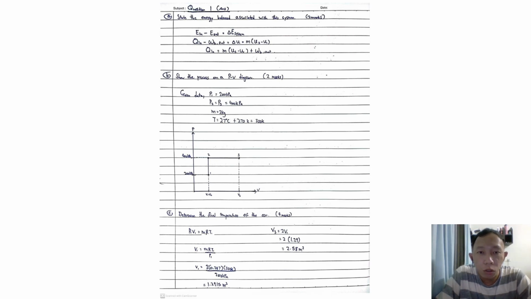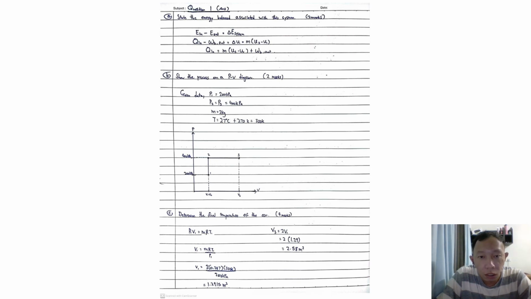W_b,out equals the change in internal energy, which equals mass times the bracket of final internal energy minus initial internal energy. The answer is Q in equals mass times the bracket of final internal energy U2 minus initial internal energy U1, plus work W_b,out. And B: show the process on a PV diagram.